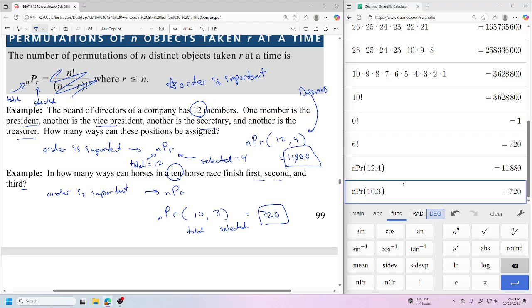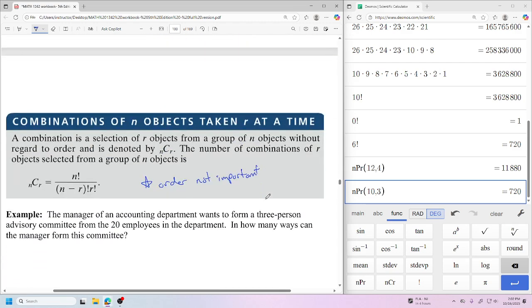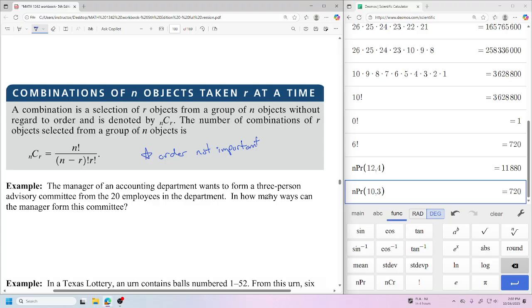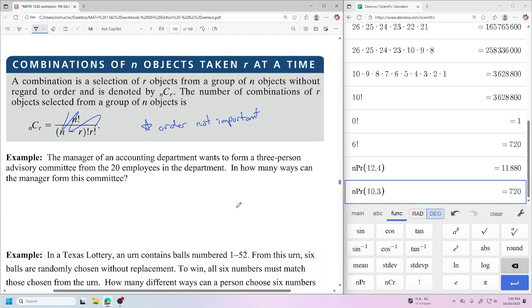Cool? All right, next page. Next concept, I guess you could say. So we're on the combinations. They're finally introducing, and again, we don't need to use that formula. But order is not important. So I'm going to ask the same question. I kind of think that you already got the answers here. But it says, manager accounting department wants to form a 3-person committee from 20 people. Is order important? No. If you're on the committee, you're on the committee. It's not like there's any particular way or anything. So again, I'm going to say order not important.